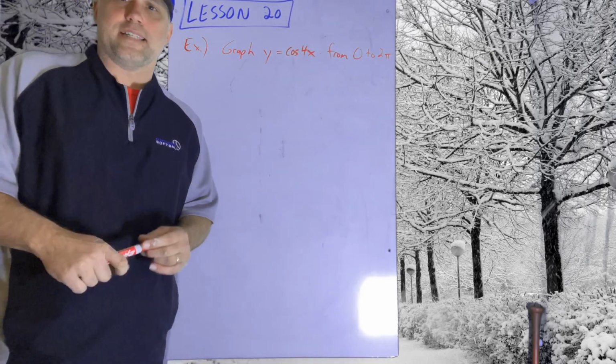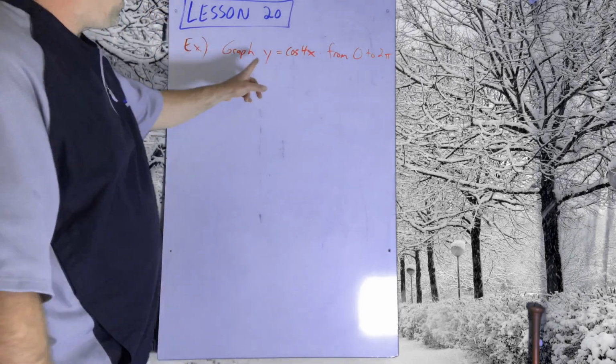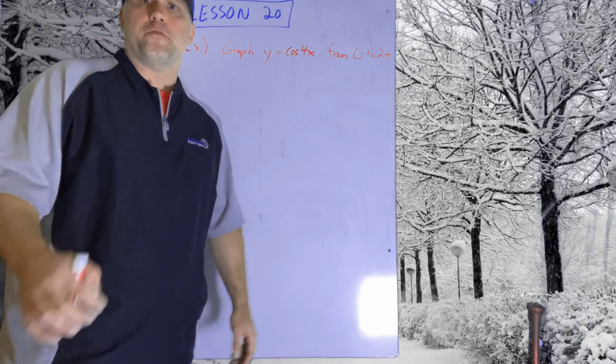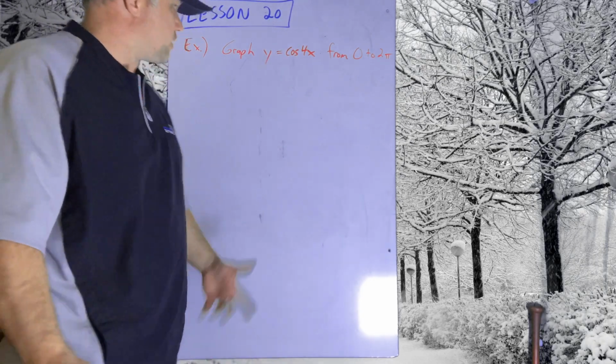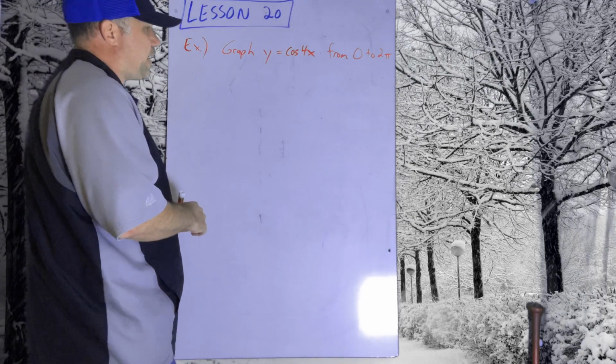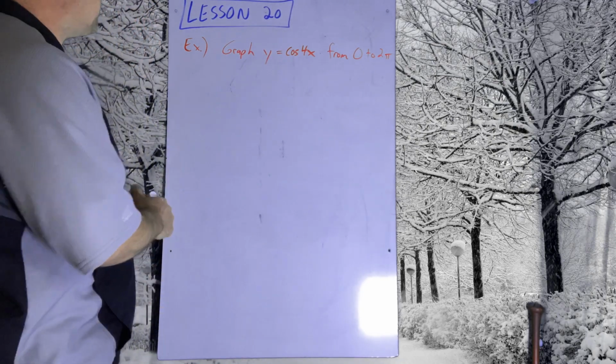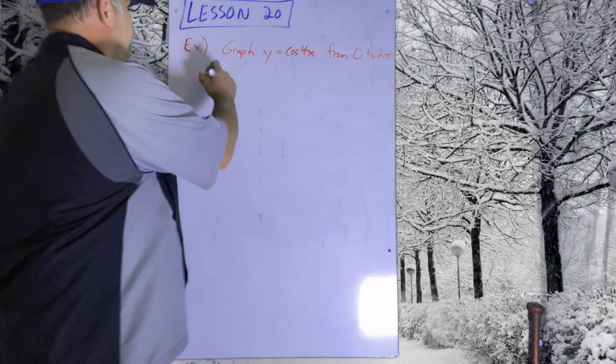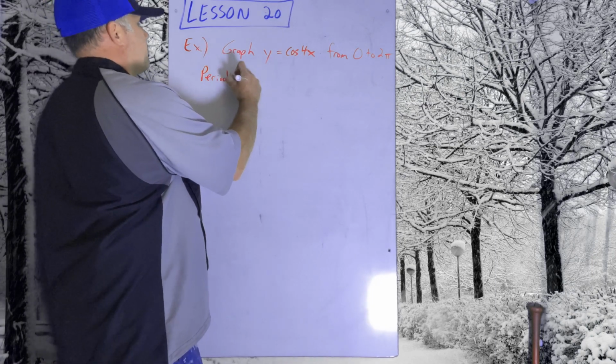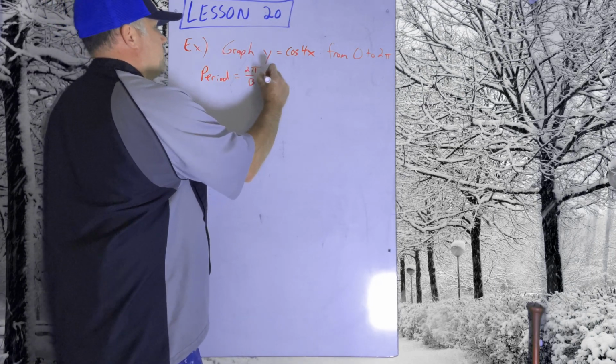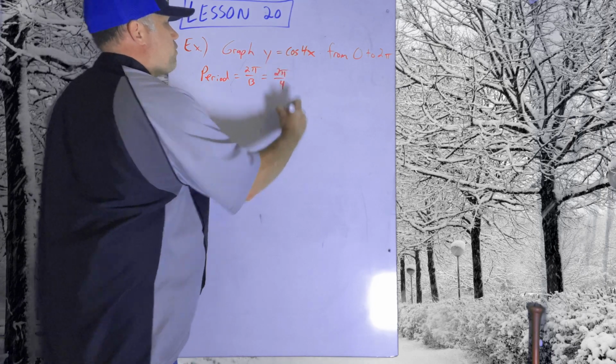All right, so for our last example, we're going to graph y equals cosine 4x from 0 to 2 pi. Like I said before, we're always going to do these from 0 to 2 pi, so we don't have to worry about the negative part of it. The first thing we need to do is tell what our period is. Remember, period is 2 pi over b. So in this problem, it's going to be 2 pi over 4.